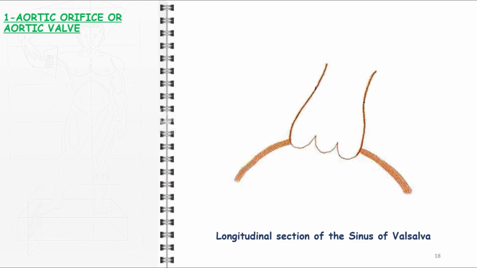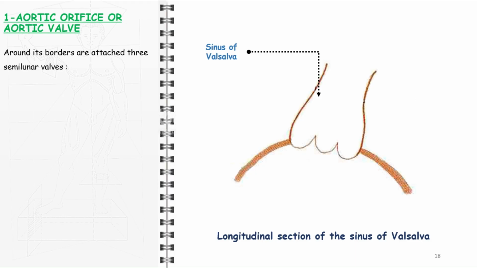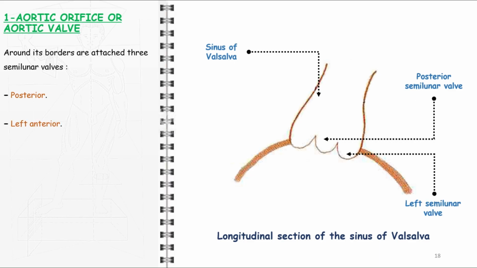The aortic orifice occupies the upper part of the base of the heart. It is more anterior than the mitral orifice and located behind the pulmonary orifice. Around its border, which measures on average 25 mm, are attached the 3 sigmoid valves, oriented opposite to their counterparts in the pulmonary artery, and distinguished as posterior, left anterior, and right anterior.